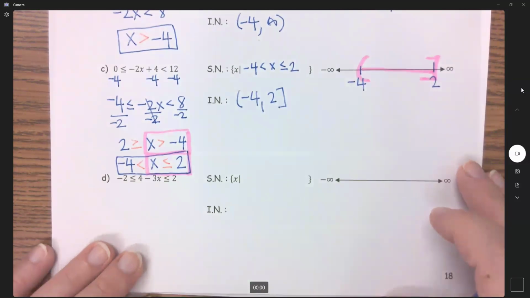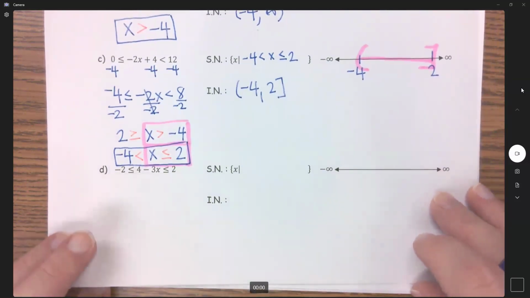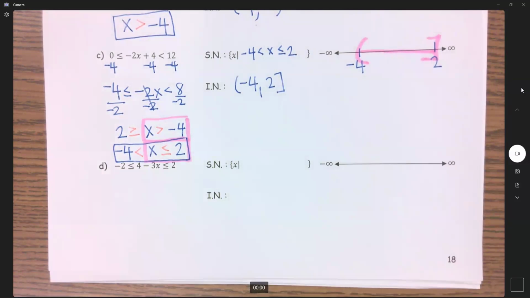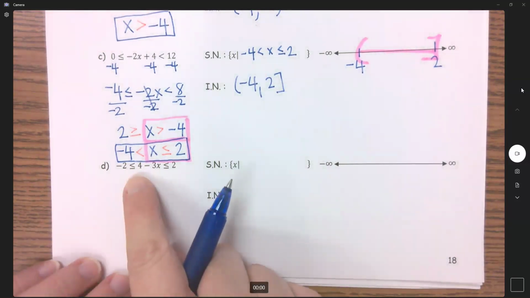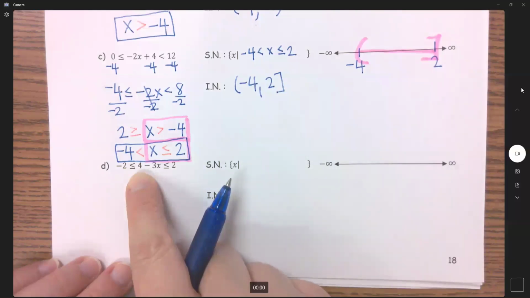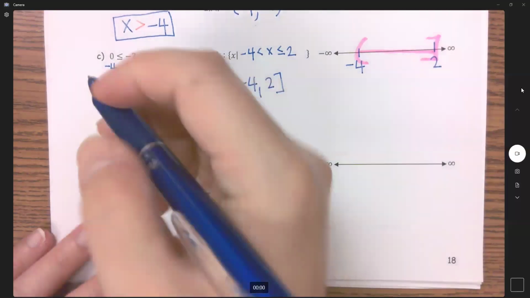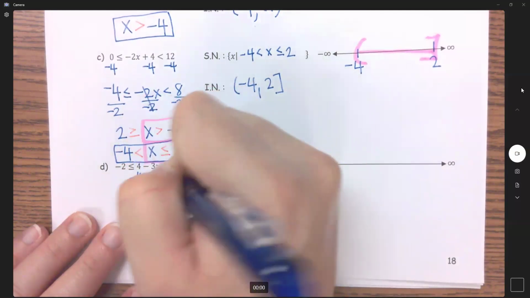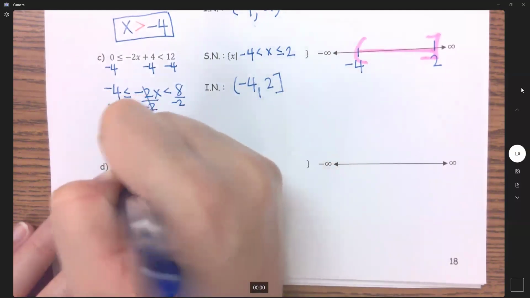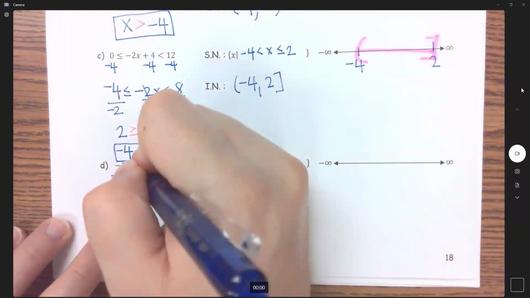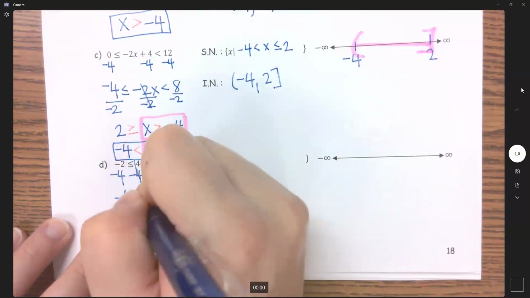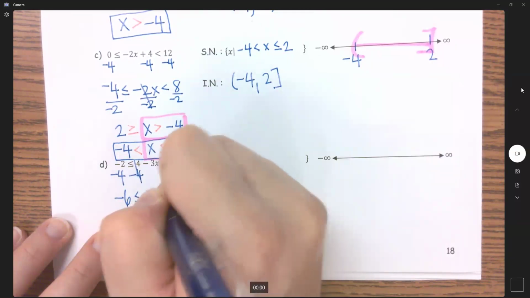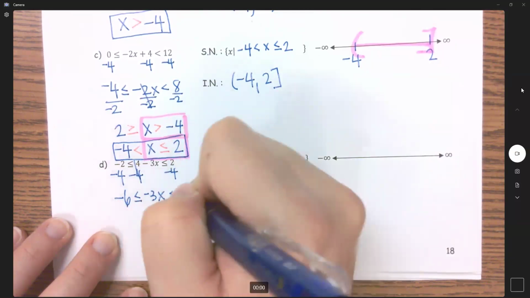Okay, one more example. And actually, why don't you try pausing the video and seeing if you can solve D on your own. Okay, I hope you had time to pause it. Let's solve this. To get x by itself, first thing you need to do is move this 4. So the opposite of a +4 is a -4. So I'm going to subtract 4 from all 3 spots. That will cancel. We got -6 is less than or equal to -3x, which is less than or equal to -2.